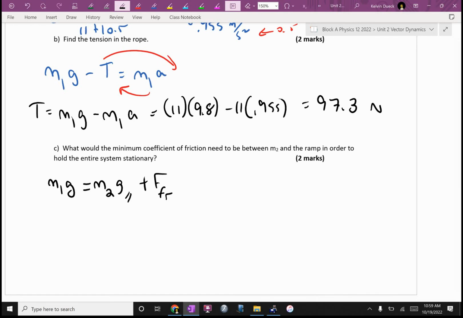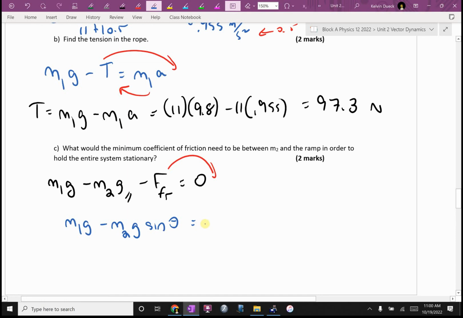Regardless, where is the mu hidden inside of? I'm going to get the mu by itself. I suspect most of you did it that way, so you said, I'm just going to add the friction here. I'll have M1G minus M2G sine theta equals friction. Although friction is what times what?